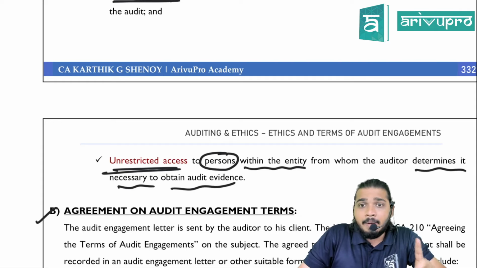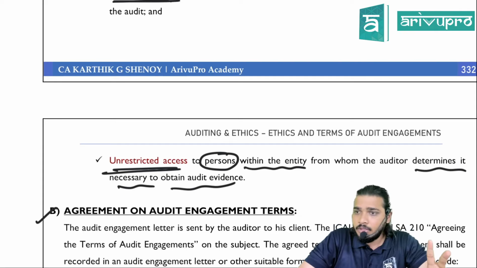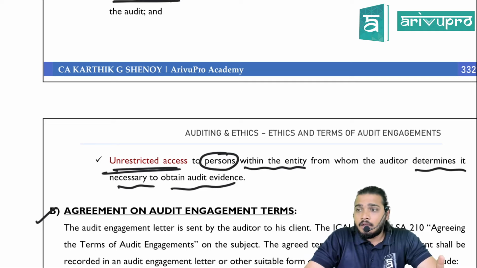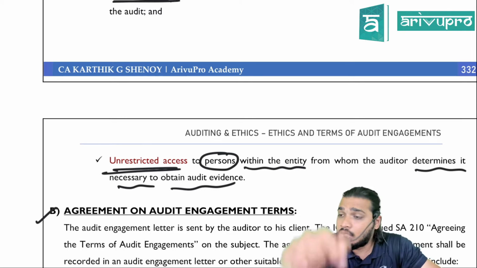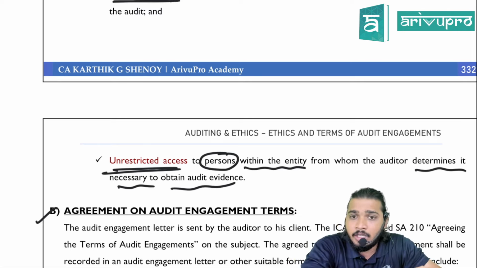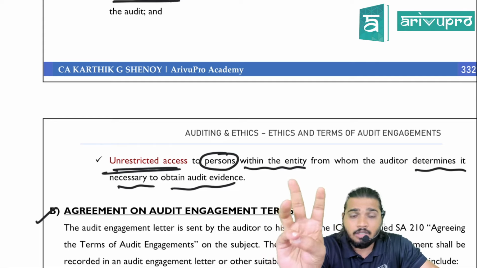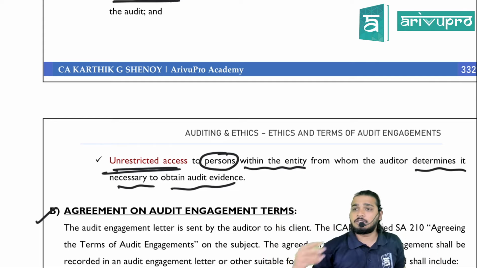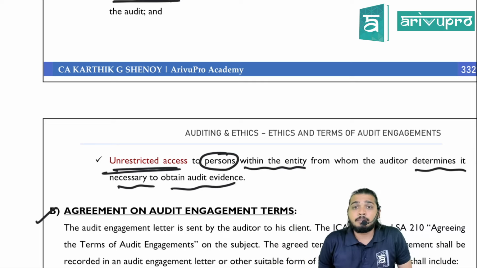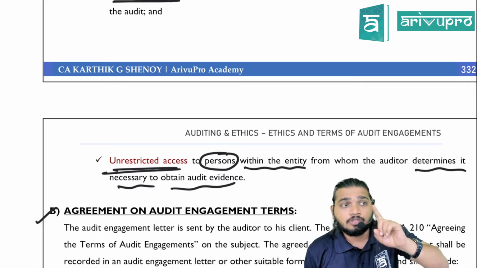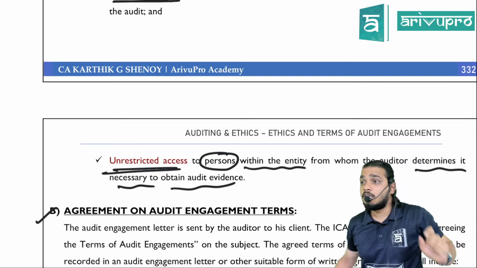Number one, preparation of financial statements. Number 2 is maintaining internal control system. Number 3, to provide us with 3 things. Number 1, all information like documents, books of accounts, etc. Number 2, additional information. Number 3, now this you have to complete the sentence. Unrestricted access to persons within the entity.